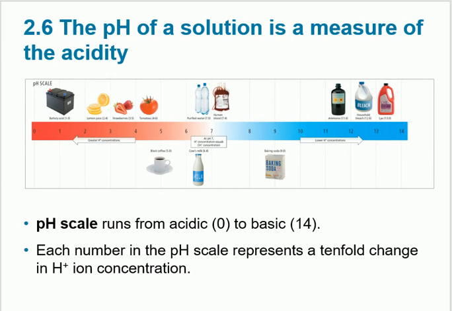So pH will range from 0 to 14. Which one is the most acidic? 0. Most acidic, 0. Anything under 7 is acidic. Anything above 7, which is between 7 and 14, we call it alkaline. Okay, so look at these examples here.